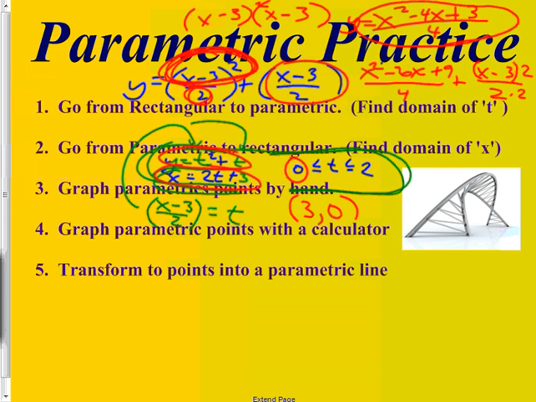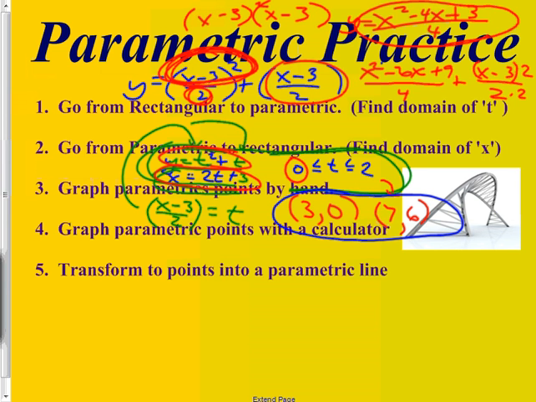I'm going to now put this point in and see what it would give me. At time 2, I'd have 3 times 2 is 4, plus 3 is 7, and then 2 squared is 4, plus 2 is 6, 7 comma 6. There. There's my two rectangular points that it goes from here to here.